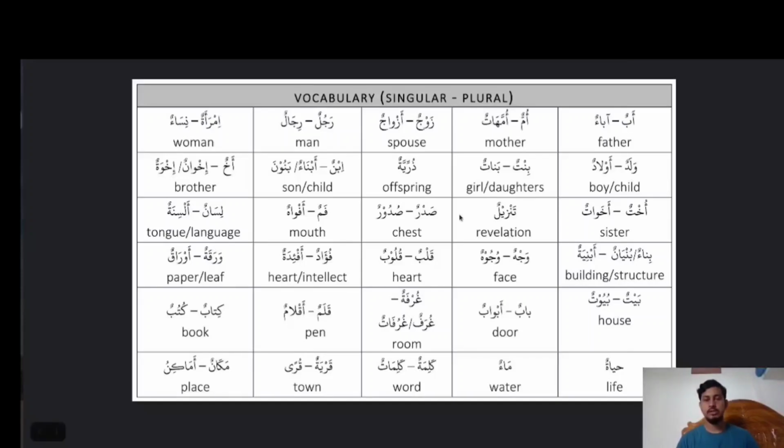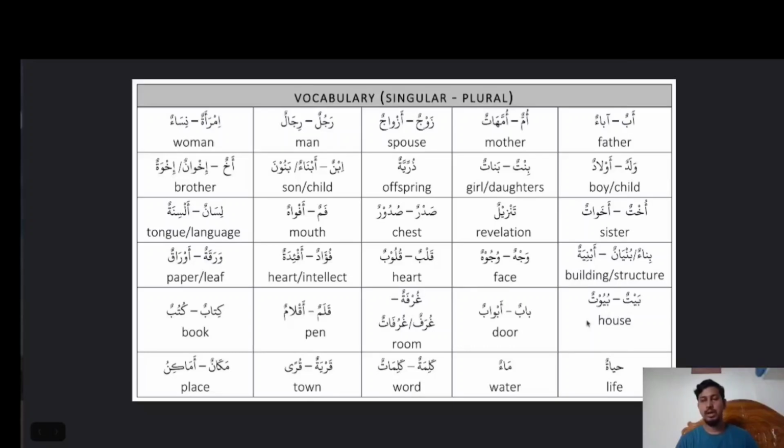Tanzilun, revelation. Sodrun, sudurun, chest. Famun, afwahun, mouth. Lisanun, alsinatun, tongue, language. Binaun, bunyanun, abniyatun, building or structure. Wajhun, ujuhun, face. Qalbun, ulubun, heart. Fuadun, afidatun, heart, intellect. Warakatun, awraqun, paper or leaf.